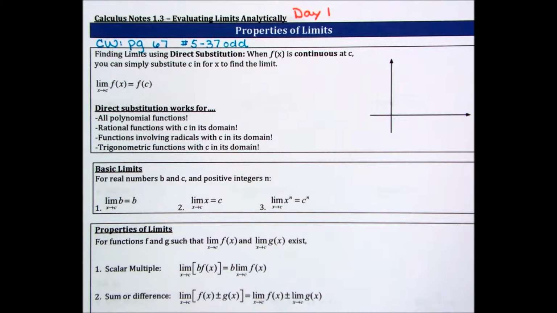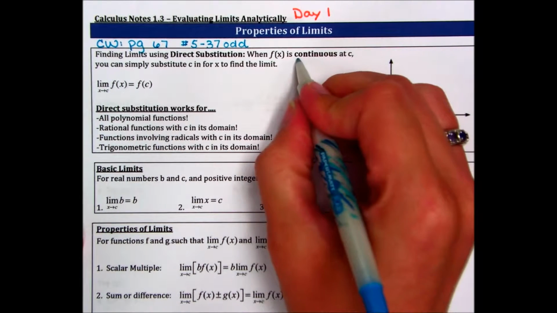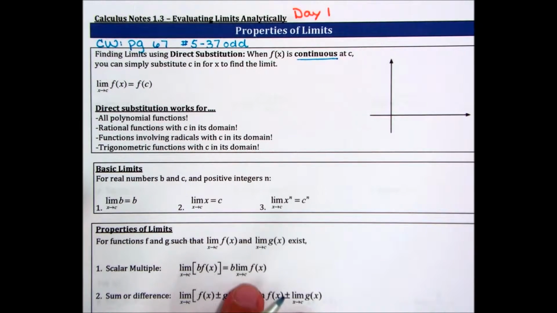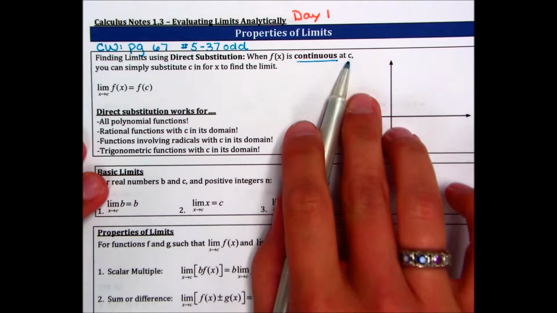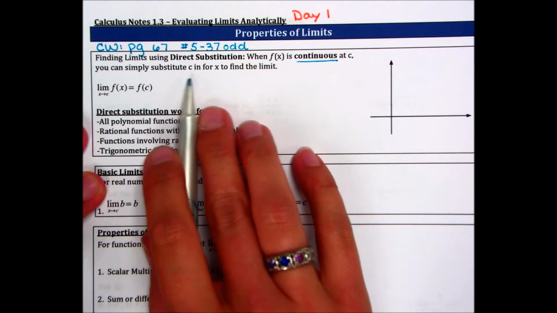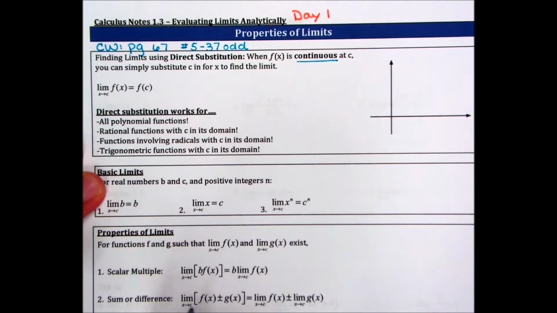Okay, we're going to be finding limits using direct substitution, which is a lot easier than what we were doing before. When f of x is continuous, means no holes, no asymptotes, no broken up parts in the graph. When f of x is continuous at c, that's what we're looking for, you can simply substitute c in for x, and that's how you find the limit.